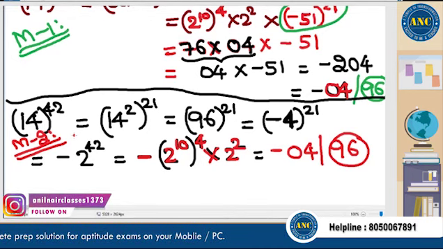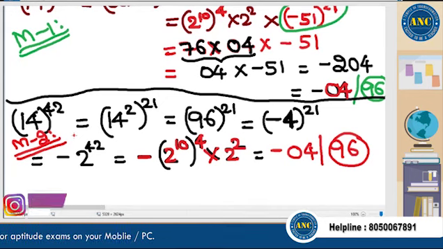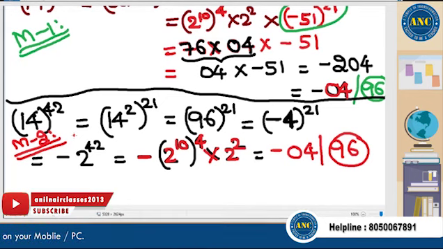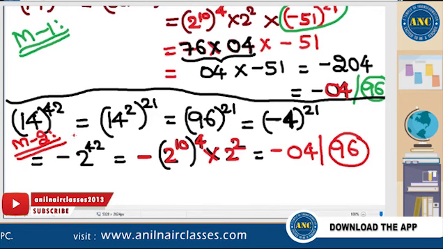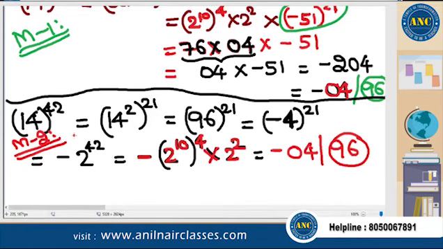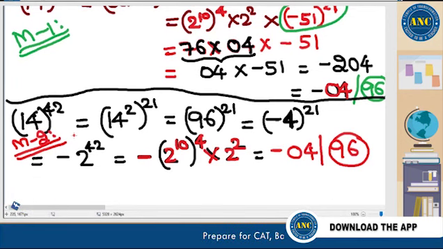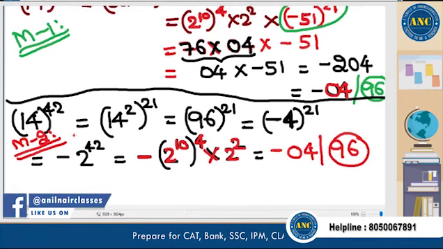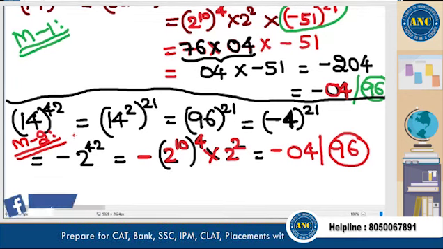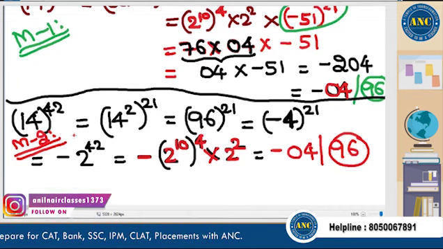Anil, what happens when power has a negative sign? That we will discuss in probably CAT level questions when we take this concept to a next level of questions, sir. You should make it as 1 by that number with a positive power. That also we will discuss in the other extension of this particular class. I understood, Anil. I understood your doubt.